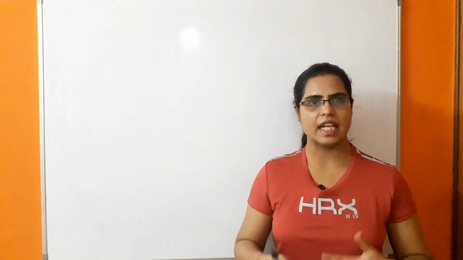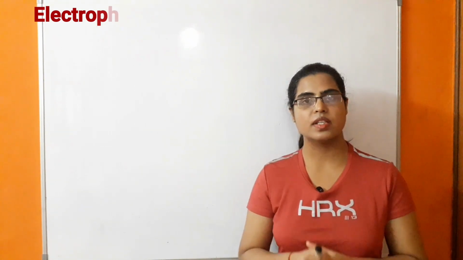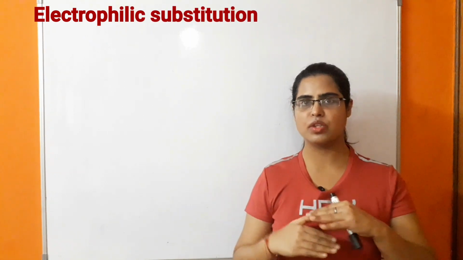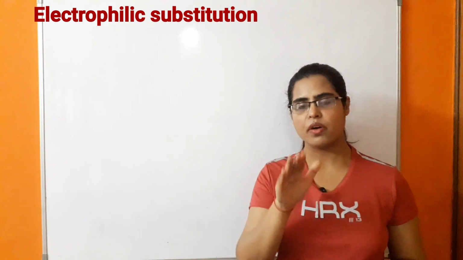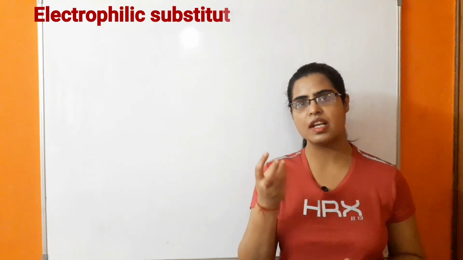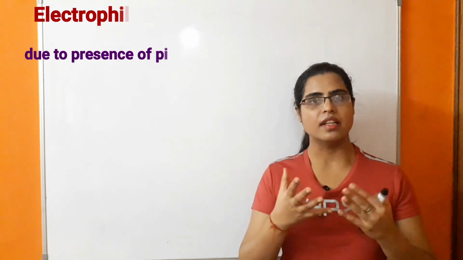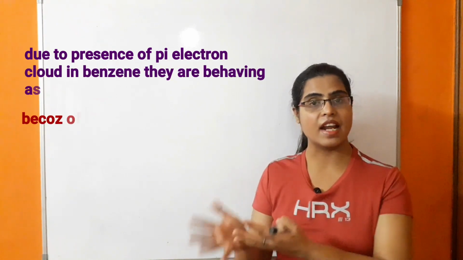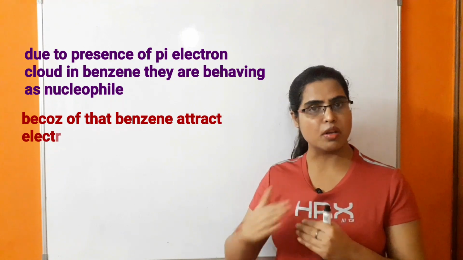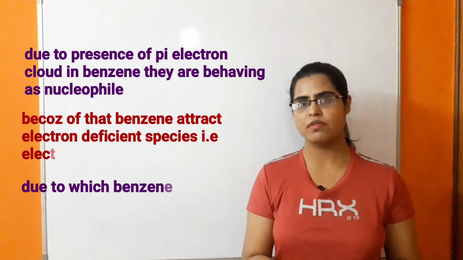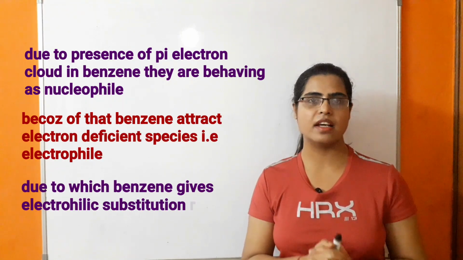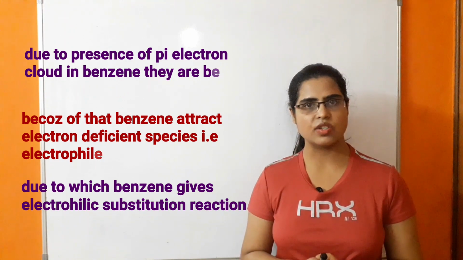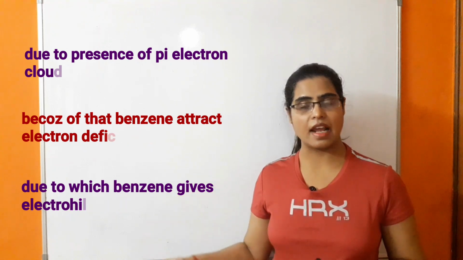Benzene is generally giving electrophilic substitution reaction. It is because of the presence of an electron cloud above and below the plane of the molecule. Because of the presence of these loosely held pi electron clouds, they are behaving as a nucleophile. Because of that, they are attracting electrophile and repelling nucleophile. Because of that, they are giving electrophilic substitution reaction. They are not giving electrophilic addition reaction like alkenes and alkynes.